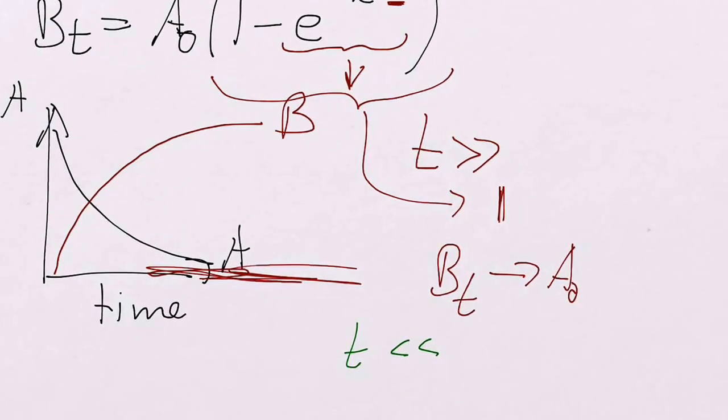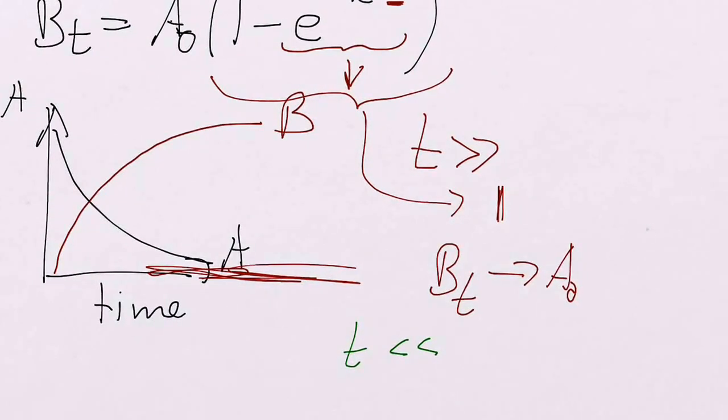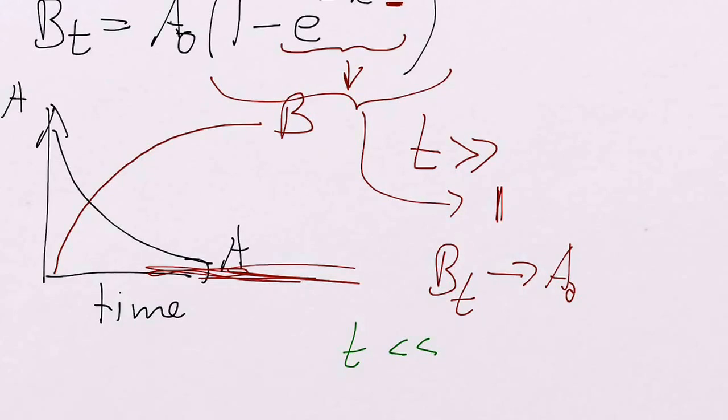Minus K times something very small. Let's put in 0, yeah? What happens if t is 0? My e to the power of minus kt becomes... if t is 0, what is 0 times k? 0. What is e to the power of 0? 1. Aha. So what is 1 minus 1? 0. What is A0 times 0? 0. So in this case, B(t) equals 0.